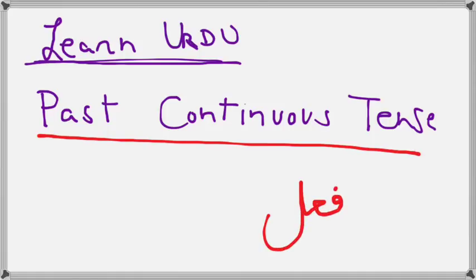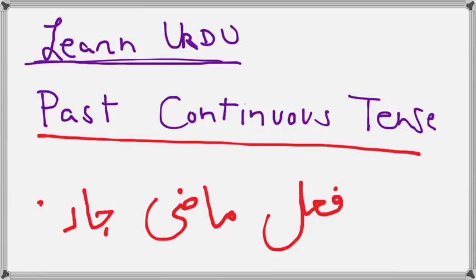Fail mazi jari. Jari means continuous and mazi is past. First, we discuss how do we identify past continuous tense.